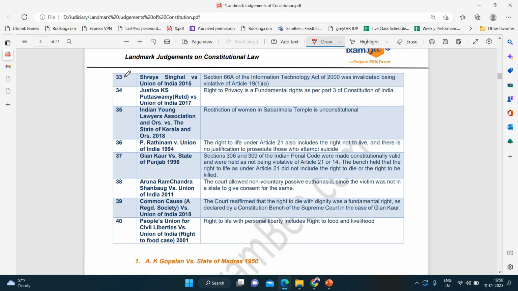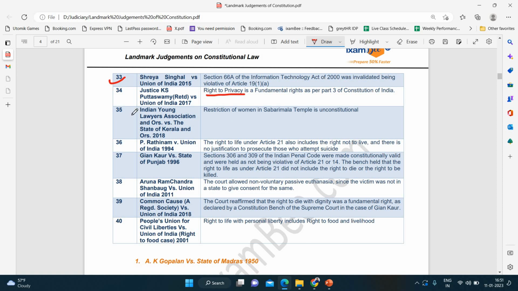Judgment number 33, Shreya Singhal versus Union of India. This judgment is with respect to Section 66A of the Information Technology Act, which was held invalid, being violative of Article 19(1)(a), right to freedom of expression. Then the next is Justice K.S. Puttaswamy versus Union of India. Here, the right to privacy was held a fundamental right as per Part 3 of the Constitution of India.